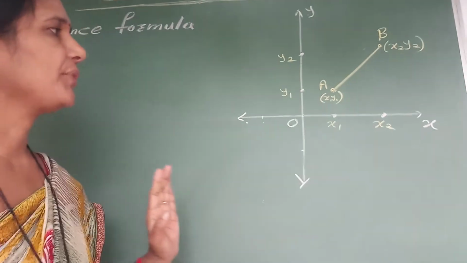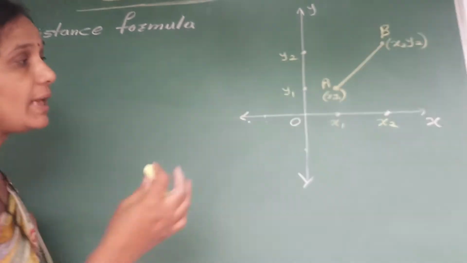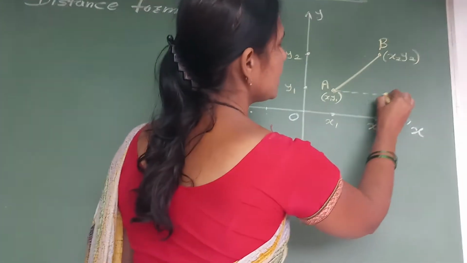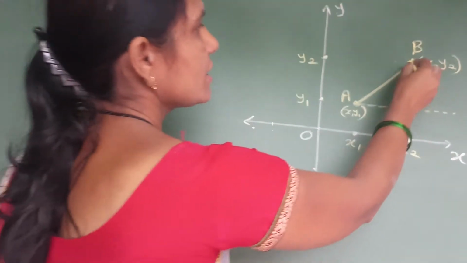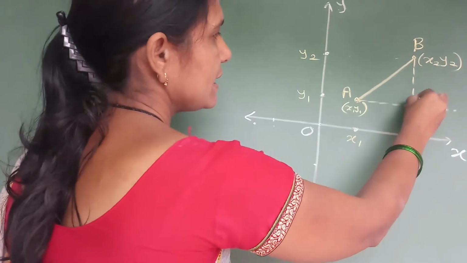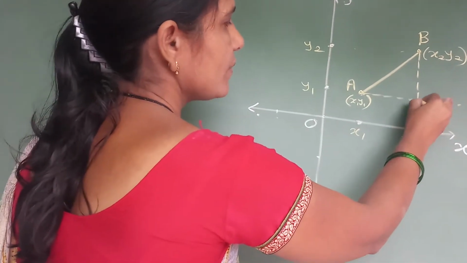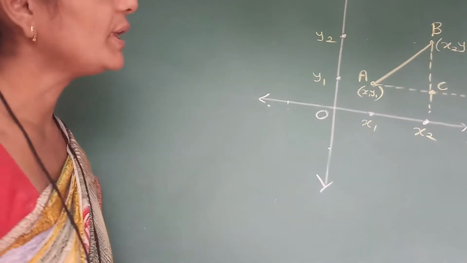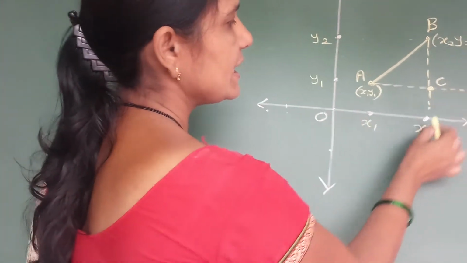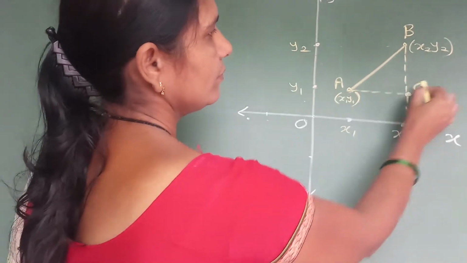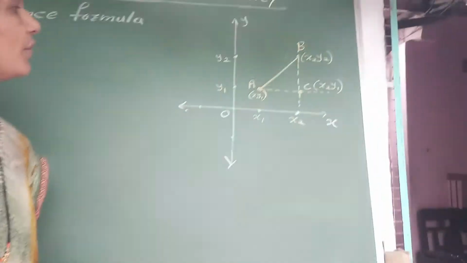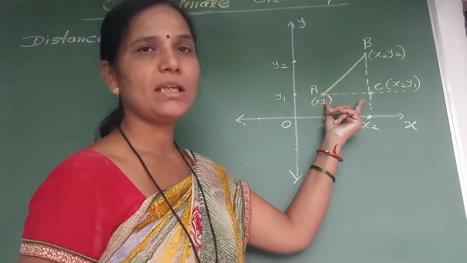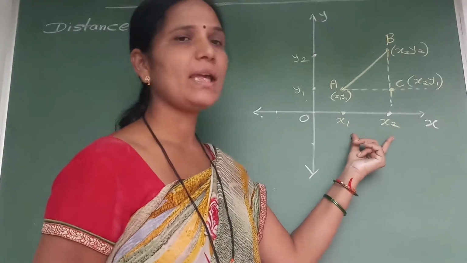Now first draw a line parallel to the x-axis from point A. So we draw here a parallel line which is parallel to the x-axis. Also a parallel line which is for the y-axis. This point, suppose C. Now here the coordinates of point C are x2, y1.